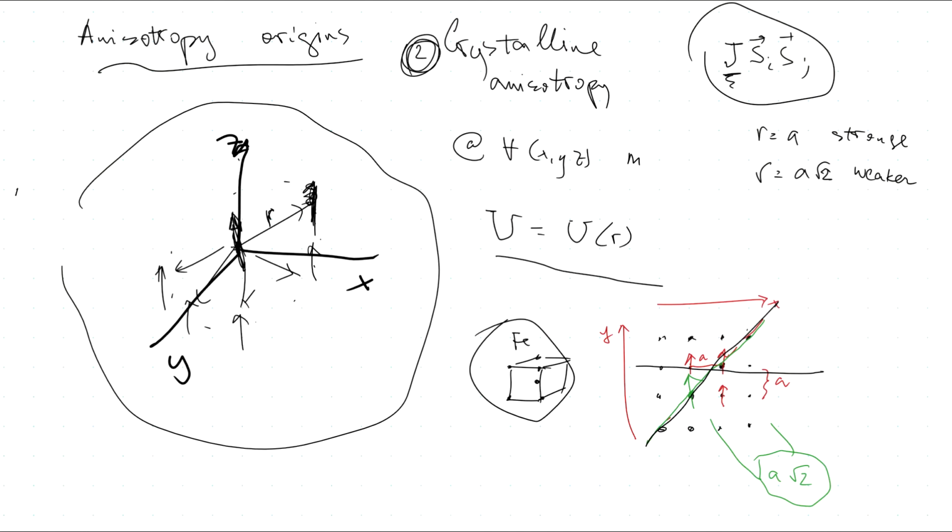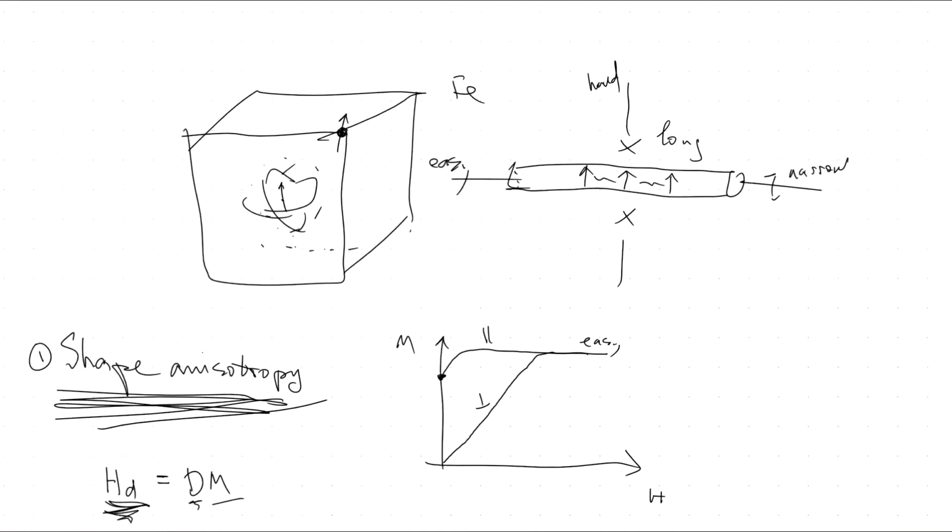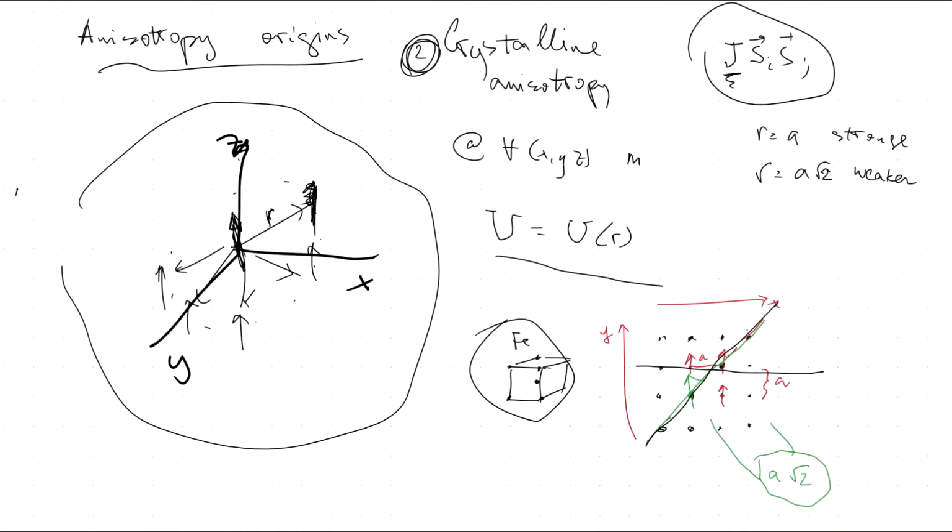Okay, so two types of anisotropies. One is defined by the shape of the magnetic material, and the other one is defined by the crystal structure of the magnetic material. And you would sometimes encounter this called crystalline anisotropy, but sometimes we call it crystalline anisotropy.